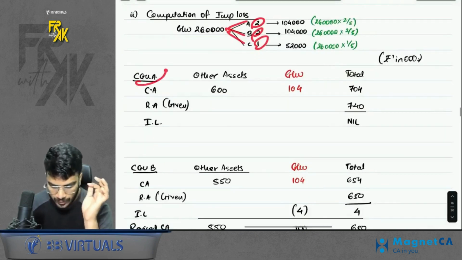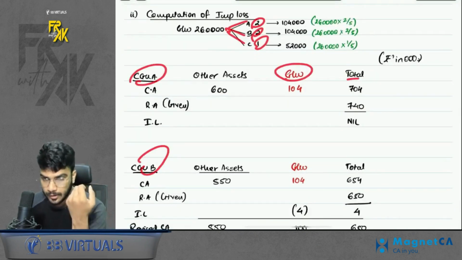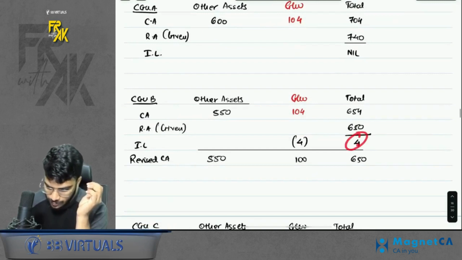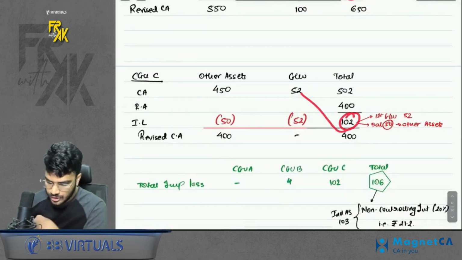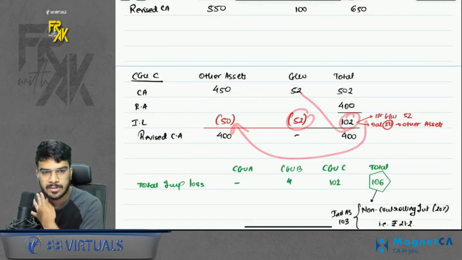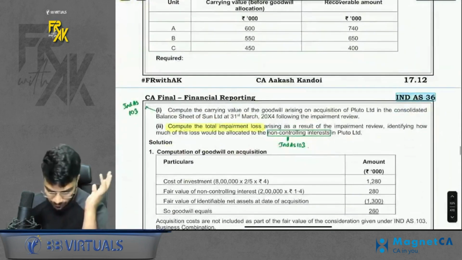So when you are conducting the test for an individual CGU, just add goodwill also. If you get any loss, first allocate it against goodwill. If there is no loss, no problem. If the loss exceeds your goodwill, first against goodwill, and the balance loss against the other assets. So it is as simple as that, right? This was illustration number 21, very simple.